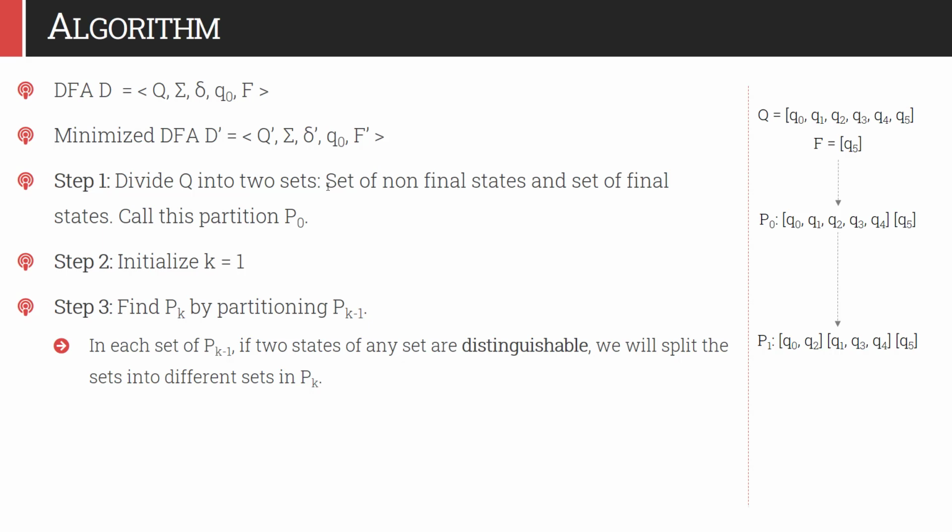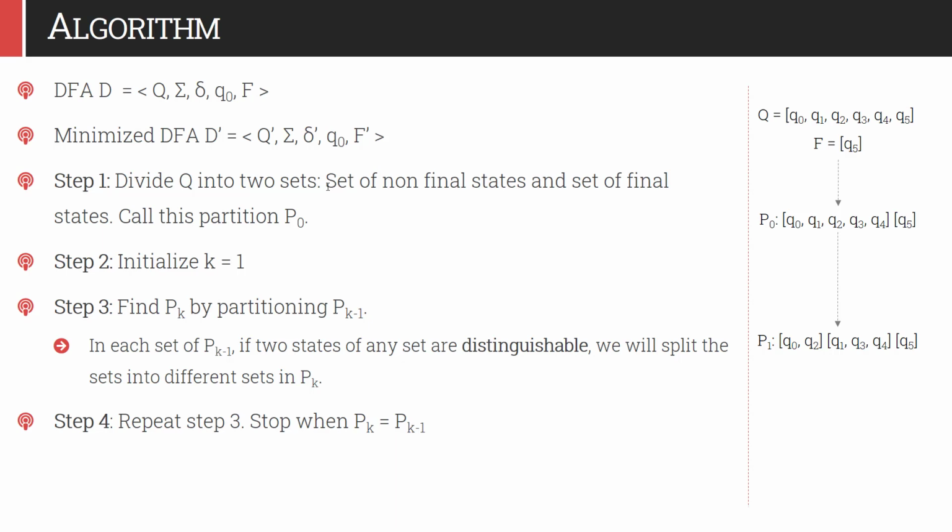The concept of distinguishable we will learn on the next slide, but this is the partition. And we have to keep repeating step 3 until pk and pk minus 1 are the same. So right now they are not the same. So again we will go back and check whether q0 and q2 are distinguishable or not. If they are, we will split them. If not, we will carry them forward as they are.